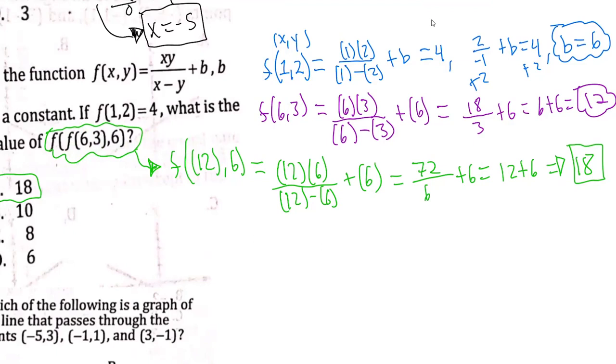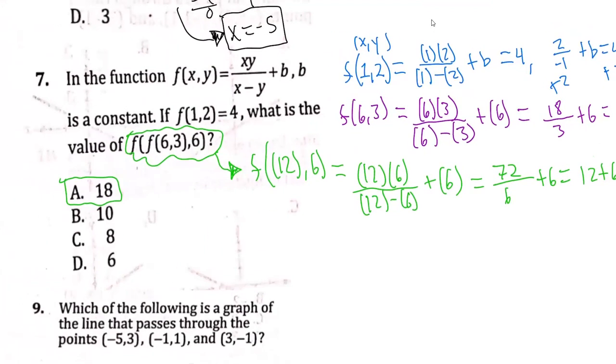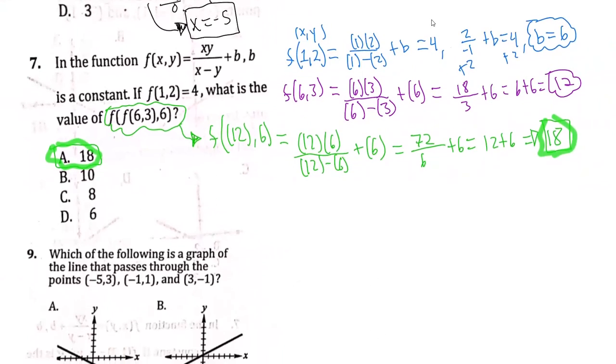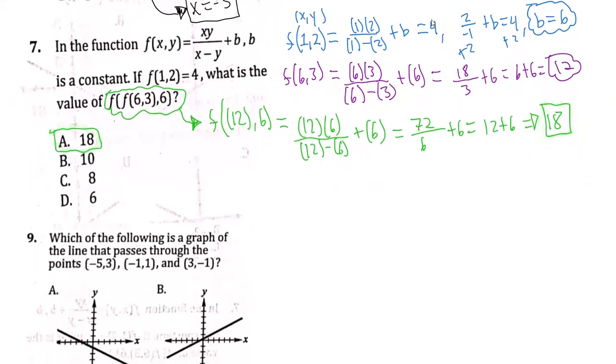So now I plug this in from my last time. So 12 and 6, formula x, y, and then b. 12 times 6 is 72. 12 minus 6 is 6, plus 6. 12 plus 6 is 18. So 18 is my final answer, A. It took a bit, easy steps, but lots of steps. So that is how you do that one.